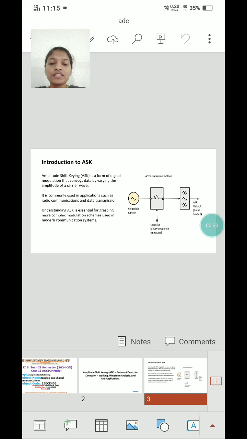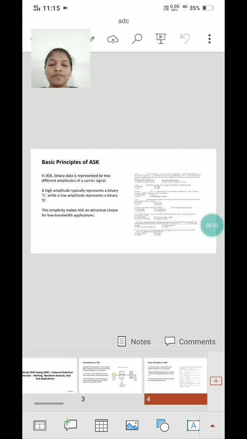Amplitude shift keying is a form of digital modulation that conveys data by varying the amplitude of a carrier wave. It is commonly used in applications such as radio communications and data transmission. Understanding amplitude shift keying is essential for grasping more complex modulation schemes used in modern communication systems.